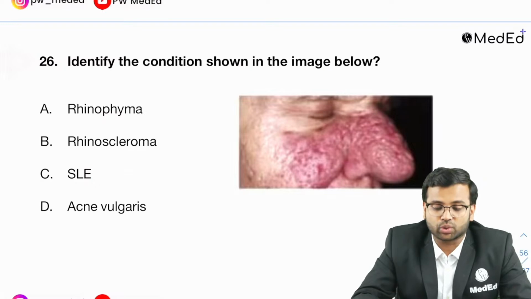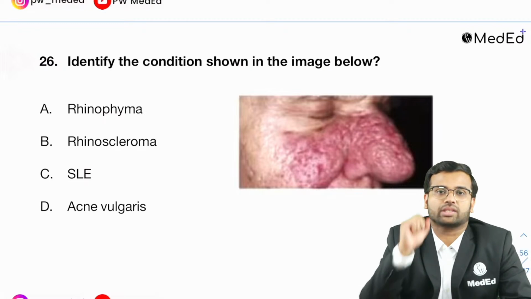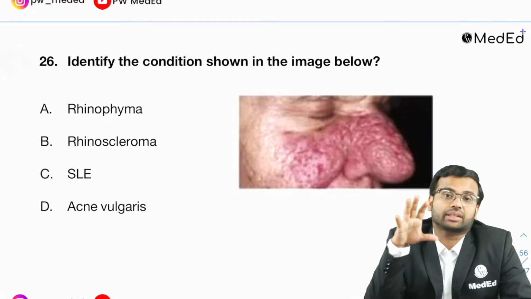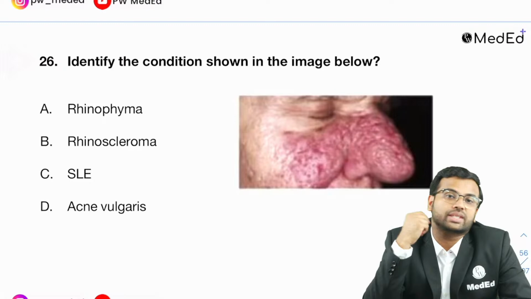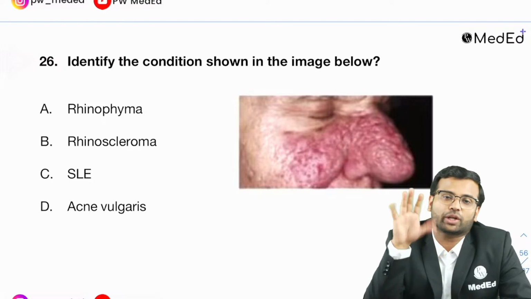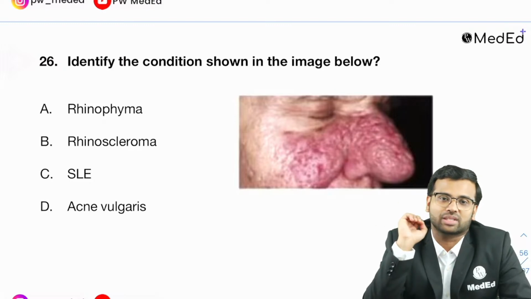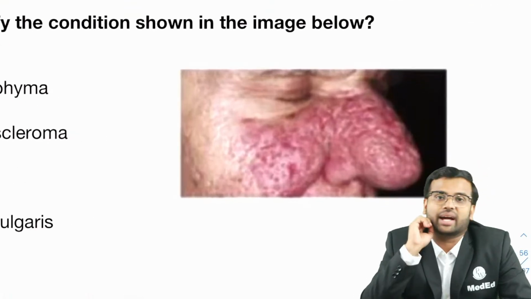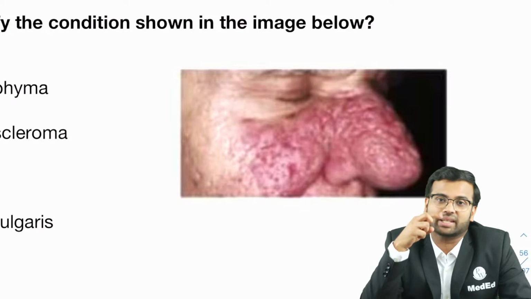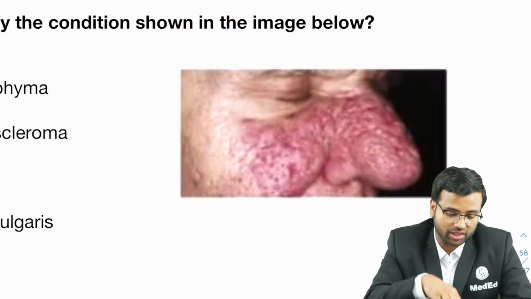Excellent, Jayasurian, you are also right about moth-eaten alopecia. Now let's see what this is. Identify the condition that is being shown. What do you see in this image first? Don't look at the options, just see the image first. In this image you can see that there is a hypertrophy, isn't it? Especially of the nasal area over the nose. So there is a change in consistency of the skin as well.